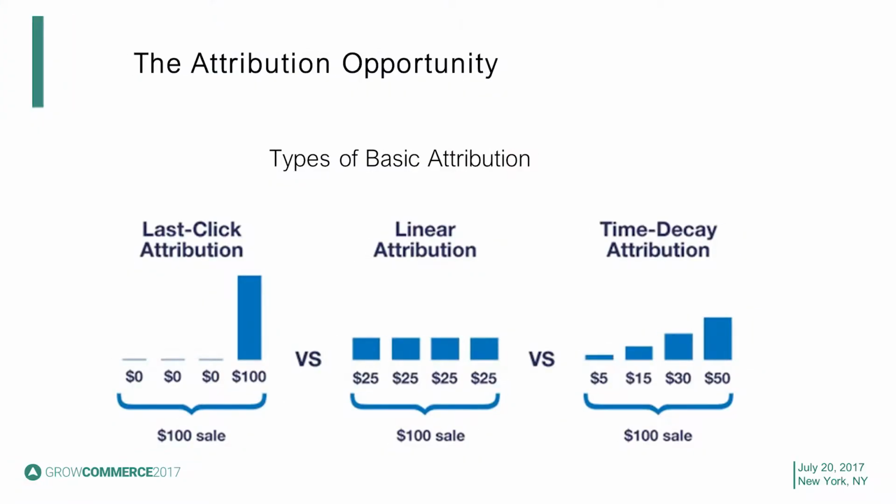As you start to get into this, there are some basic types of attribution that some of you are probably familiar with. Last click attribution, where 100% of the ROI goes to the last click. Linear attribution, where you are taking into consideration the fact that there's multiple touches, but it's flat. You're just saying everybody gets equal credit. Time decay basically gives more credit to recent clicks and less credit to first clicks.